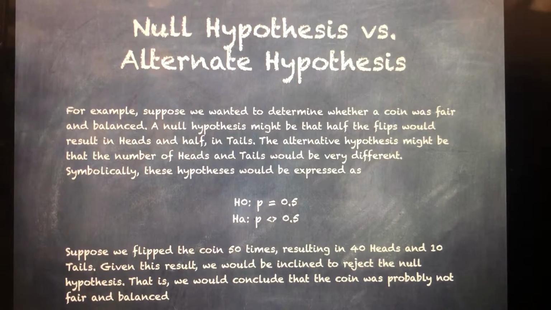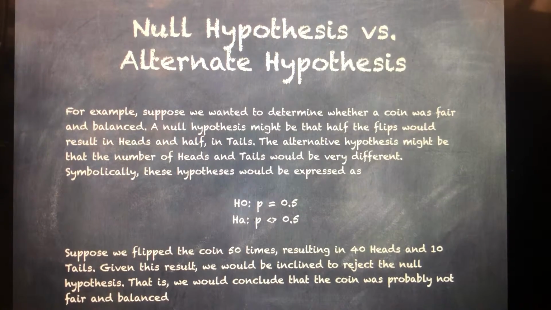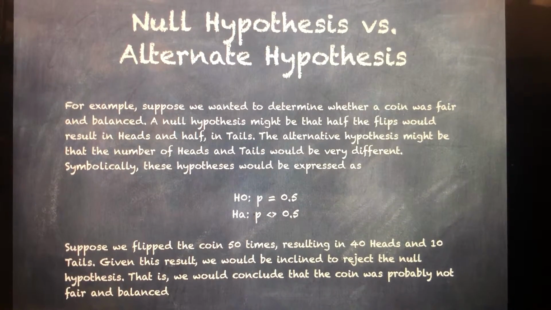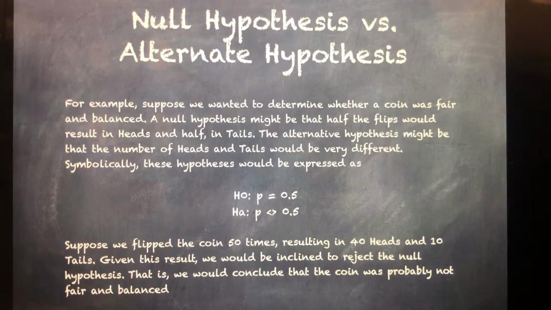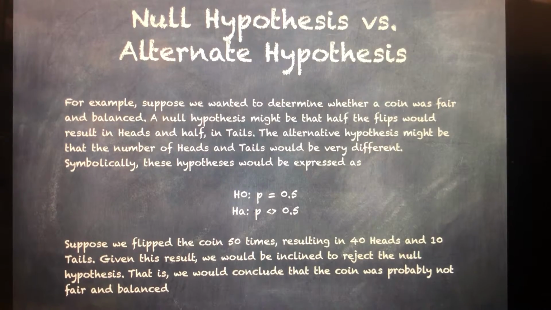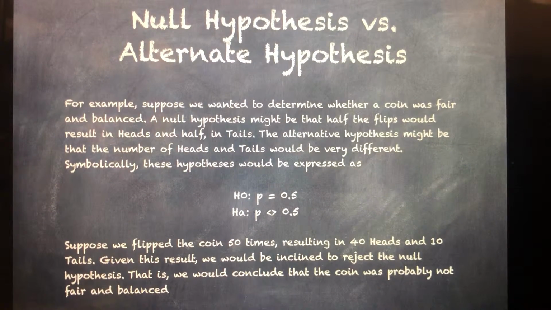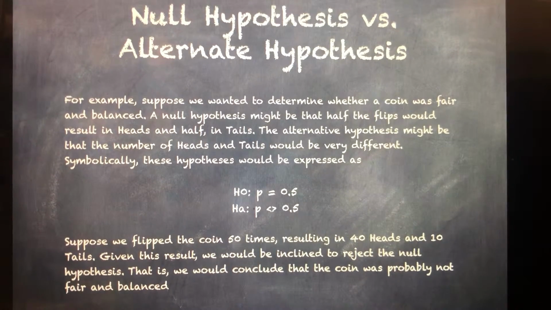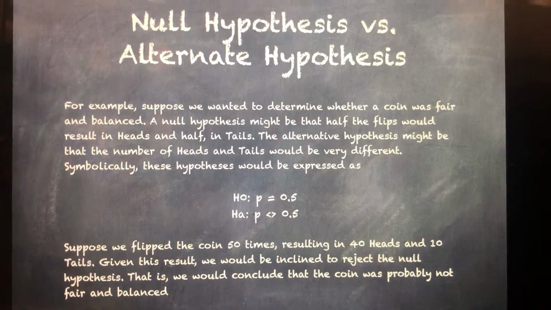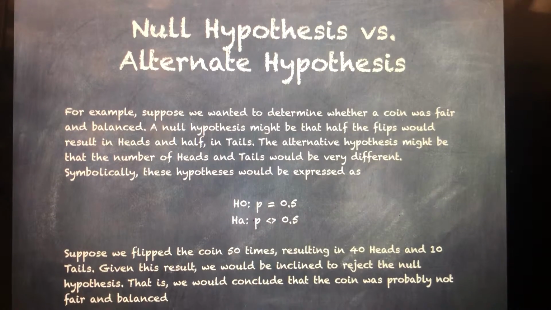Null hypothesis versus alternate hypothesis. So let's suppose we wanted to determine whether a coin was fair and balanced. A null hypothesis might be that half the flips would result in heads and half in tails. The alternate hypothesis might be that the number of heads and tails would be very different.